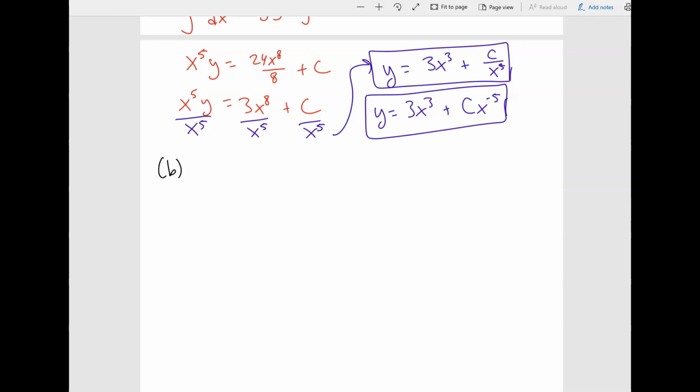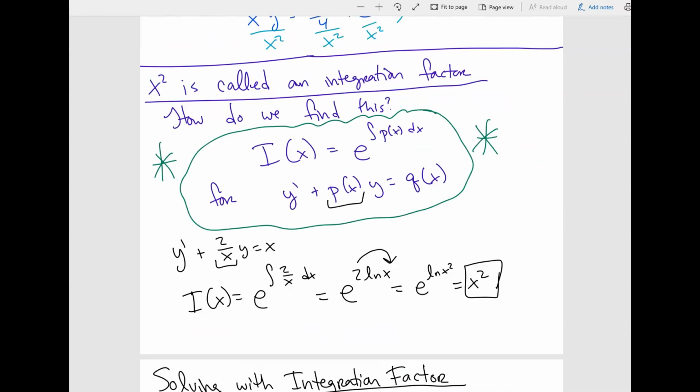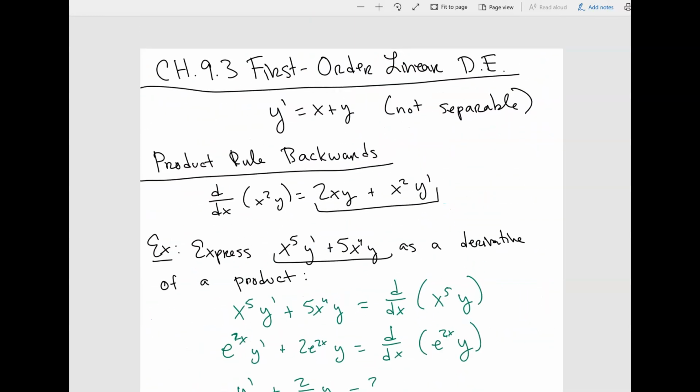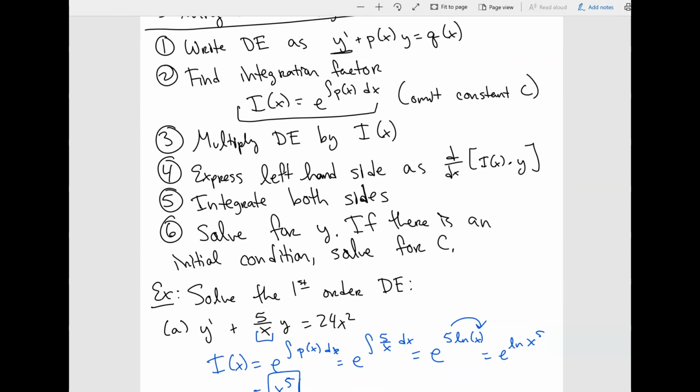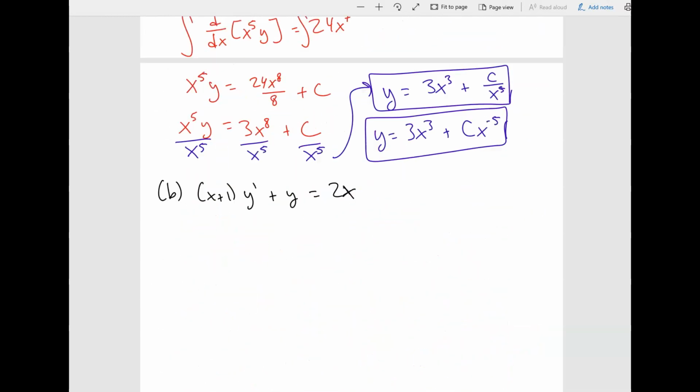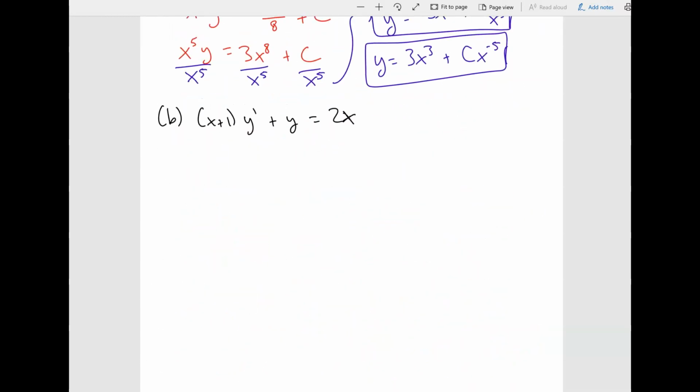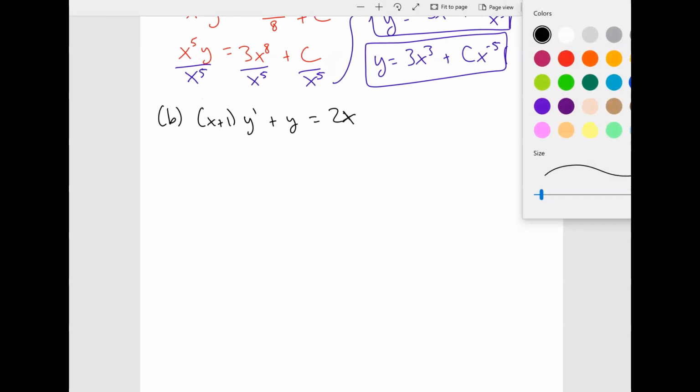Part B. So let's say we have (x + 1)y' + y = 2x. The first thing to note is that this is not in the form that I want, because you're supposed to have a y' in the very beginning. In this case, you have an x + 1 in the beginning, so we have to move it over.